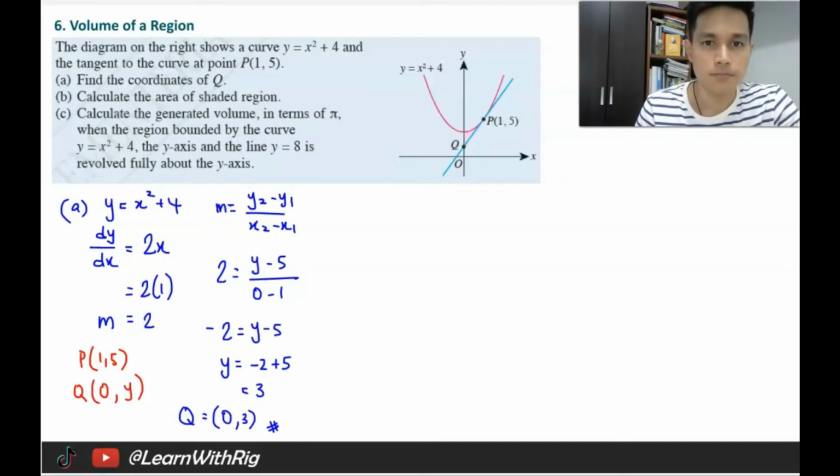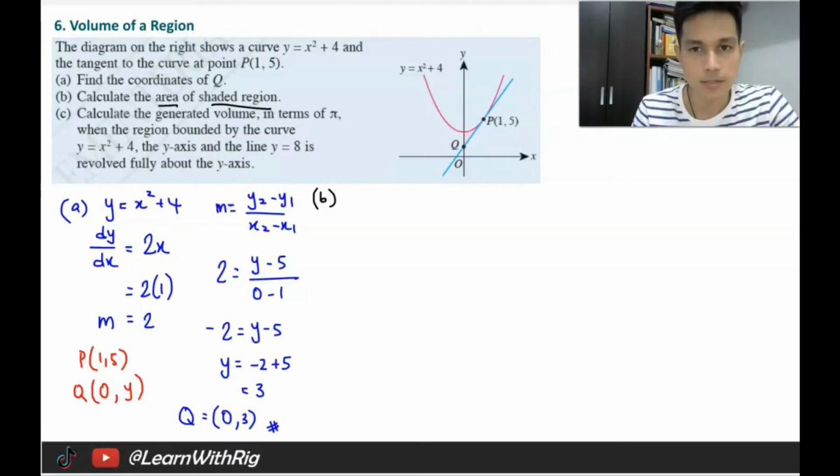Now question B. Question B is asking you to find the area of the shaded region. Area, so we are going back to area now. So the question now is, do you want to use the y-axis or the x-axis? In this case, you can use both. It's entirely up to you which one you prefer. But just to make things exciting, I'm going to use the x. So I'm going to draw the line here. So here is 1 and here is 0.